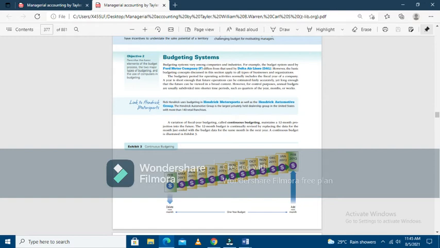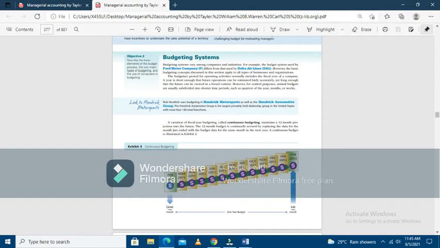So dapat itong mga budgeting systems natin are customized according to the needs and the resources of the company. Ang sabi niya dito, the example, the budget system used by Ford differs from that of Delta Airlines, 'di ba? However, the basic budgeting concepts discussed will apply to all types of business and organization. Yung mga basic concepts, but the details related to the budgeting ay magkaiba. For example, this is Ford Motors. This is a ibang industry yan. Ito naman ay airlines. So, ibang industry din.